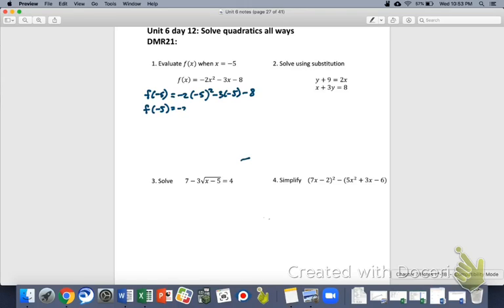So this would be negative 2 times 25. And then I'll go ahead and multiply the negative 3 times the negative 5. That'd be plus 15 minus 8. Take care of that last multiplication. F of negative 5 equals negative 50 plus 15 minus 8. And that equals negative 43.